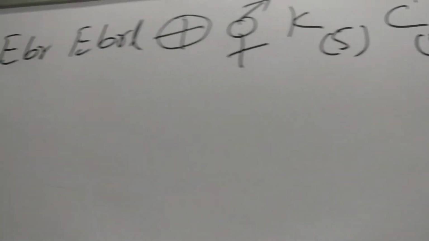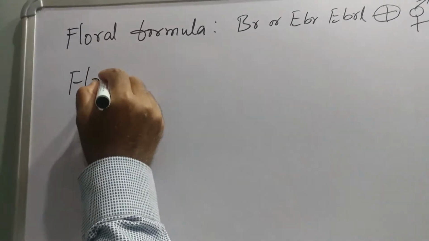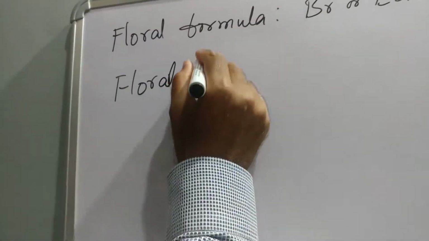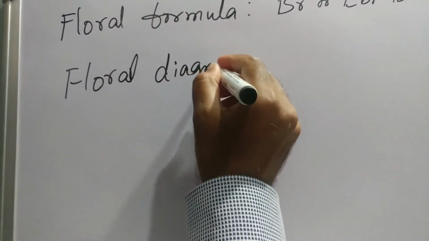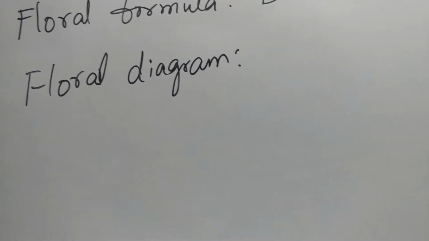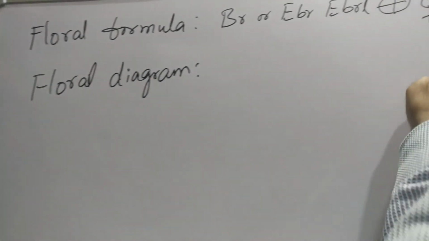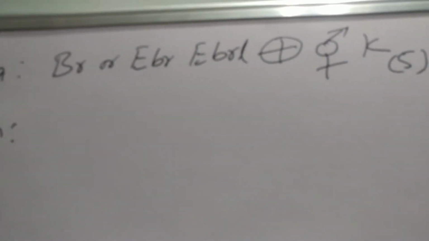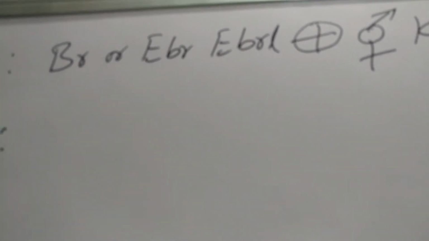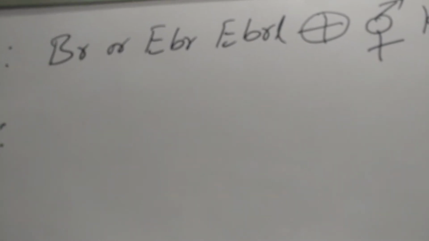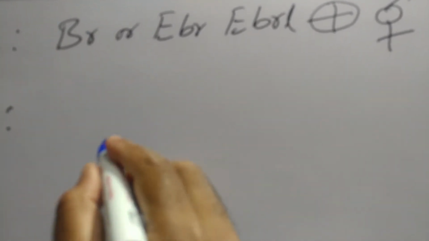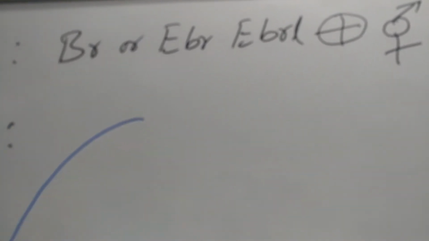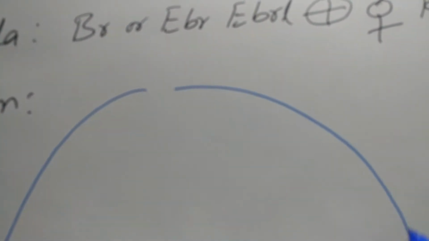Now we will continue with the floral diagram. If we go for the floral diagram, we have to proceed according to the same information we find in the floral formula. First, the outermost whorl is identified, the sepals. There are 5 sepals, so we have to take 5 sepals.